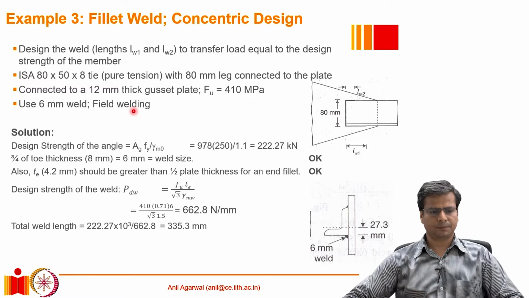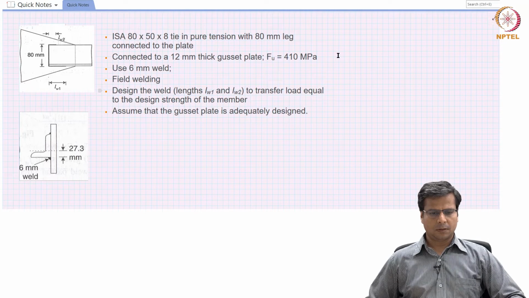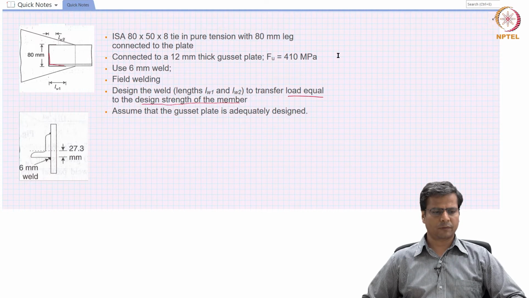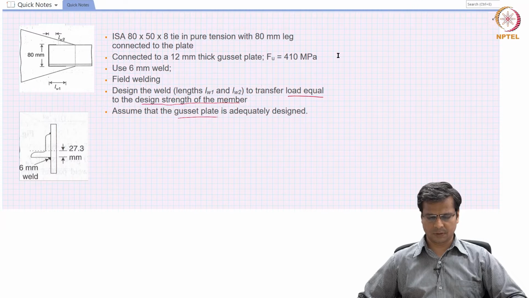in the field. The question is now that this weld has to be designed in such a way so that it is able to transfer the entire load that is equal to the design strength of the member. So whatever is the design strength of the member, that much of load we should be able to transfer. So first we need to calculate the demand, and then we will calculate the requirement. Also, the gusset plate can be assumed to be adequately designed. So we don't have to worry about the design of the gusset plate itself. We will just design the weld. So starting with the beginning, let's collect some information.